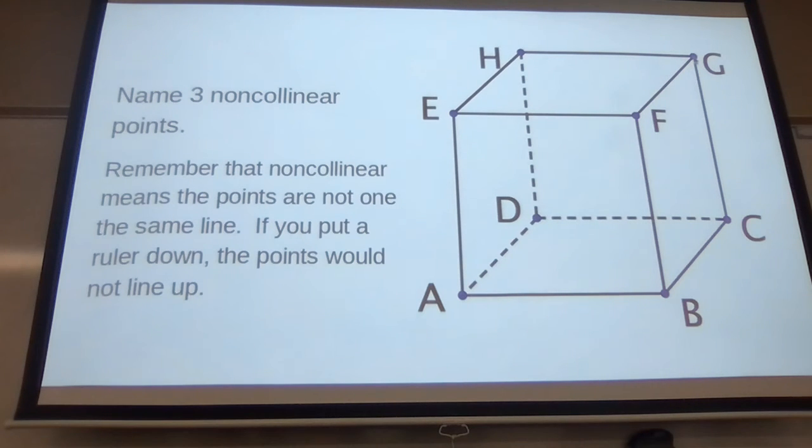Anybody want to give us another one? Nora? E, D, and F. E, D, and F. Yeah. Here's E, here's D down here, and then F is back up here. No way you could put a straight line through all 3 of those.